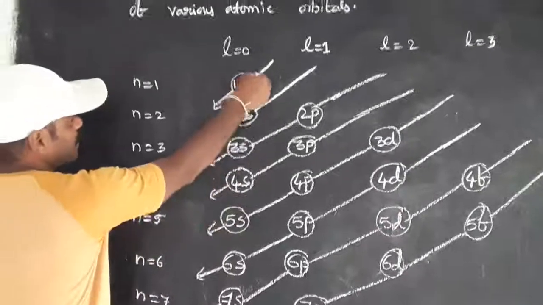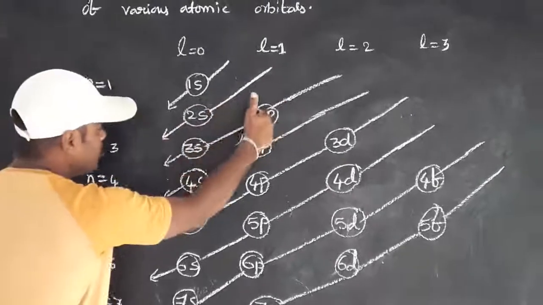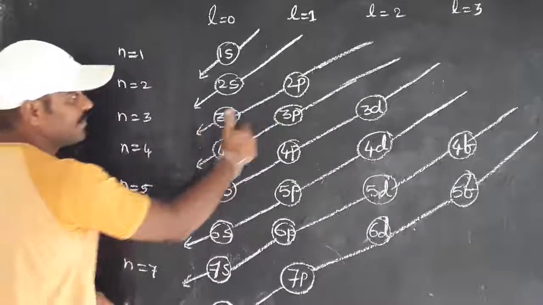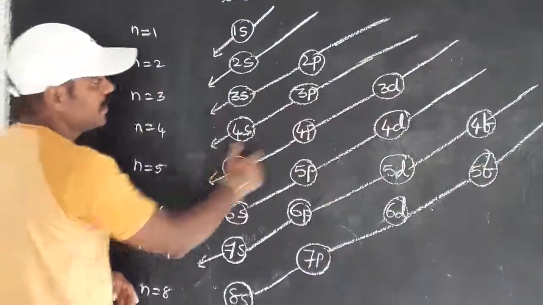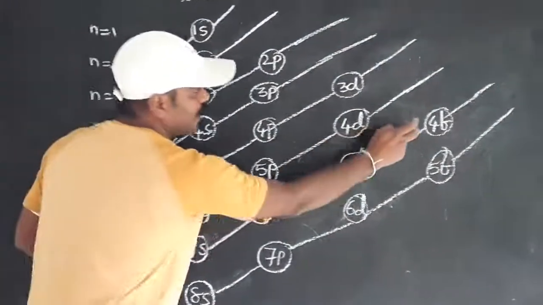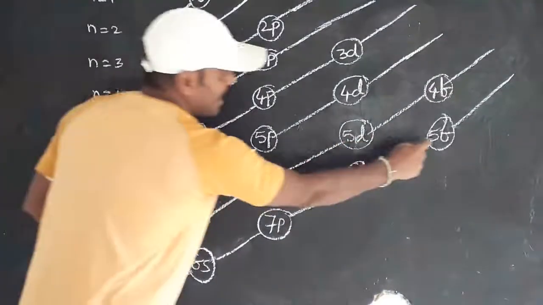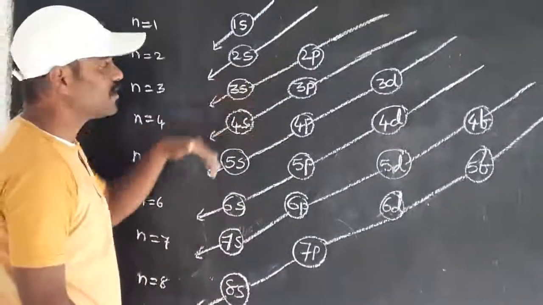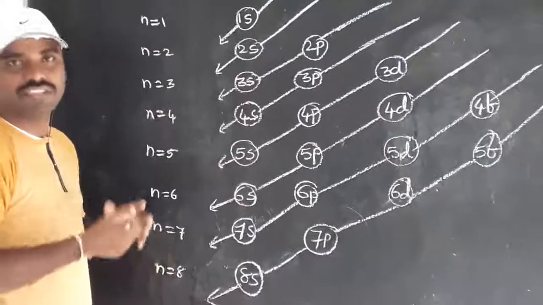The lowest is 1s, followed by 2s, then 2p and 3s, then 3p and 4s, followed by 3d, 4p, 5s, then 4d, 5p, 6s, and 4f, 5d, 6p, 7s, and 5f, 6d, 7p, 8s. So these are the basic increasing order of energy of each and every orbital.